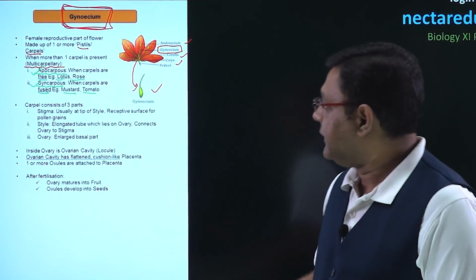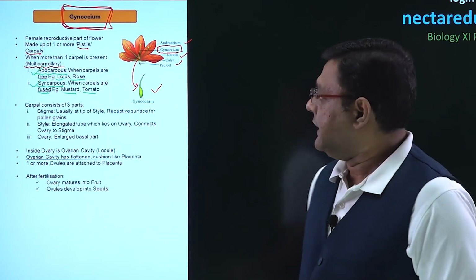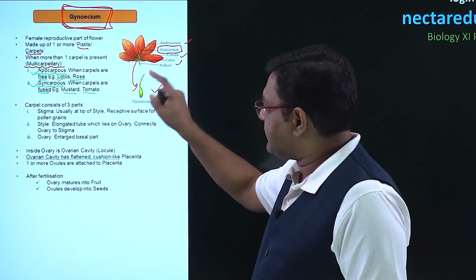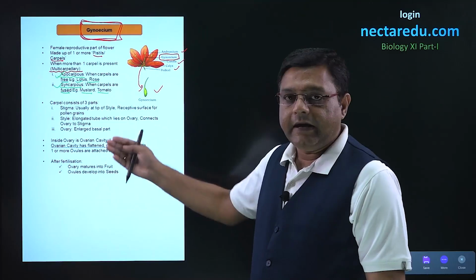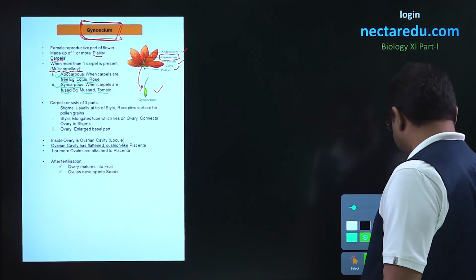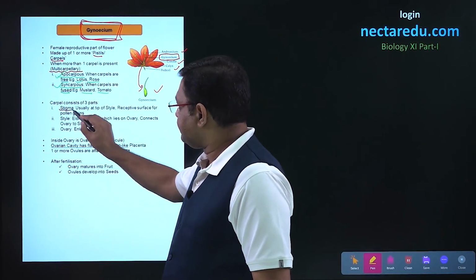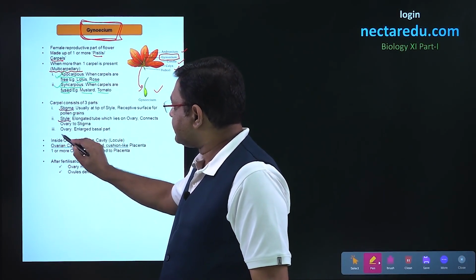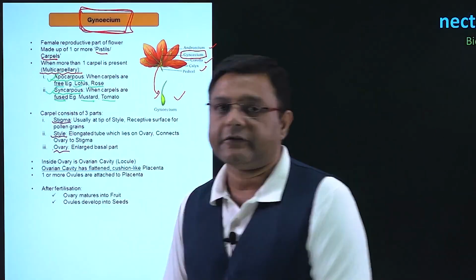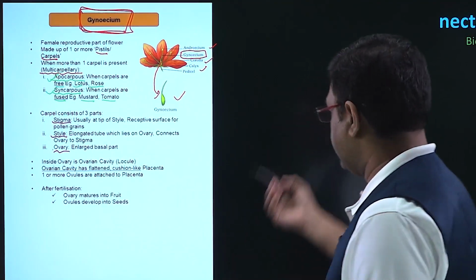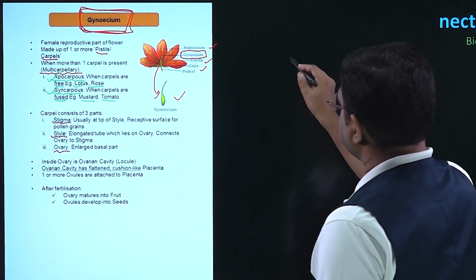After this, we come to the structure of a carpel. So this is, we can say, the carpel which is shown here. It will have three parts present in it. The first part is called stigma. The second part is style, and the third part is called ovary. So we can try to understand this particular case.